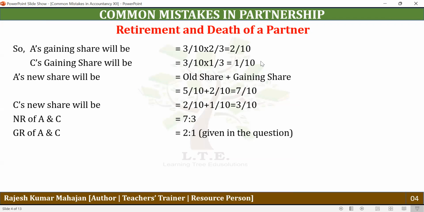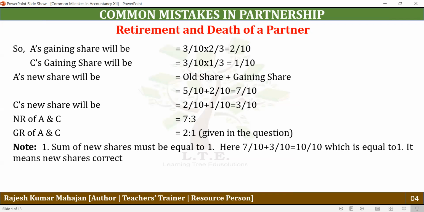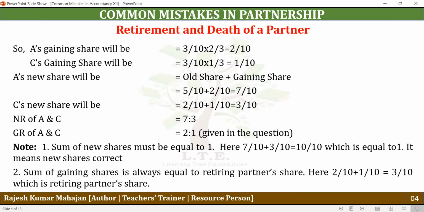So when you have been given the gaining ratio in the question itself, there is no use finding out the gaining shares and then the gaining ratio. Just keep in mind whether the gaining ratio is given in the question or you have to find it out. Some important points you should keep in mind.